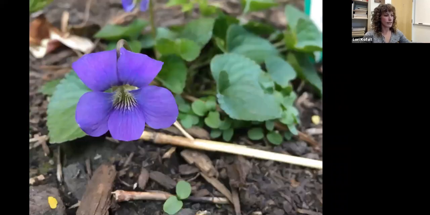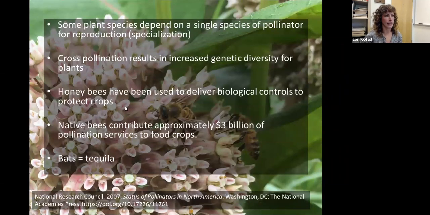This next slide is a picture of a violet. Again, I included this because you can really clearly see these nectar guides here. You can also see the pollen sitting right there. So you can imagine if an insect is climbing in that plant, they're brushing against that.